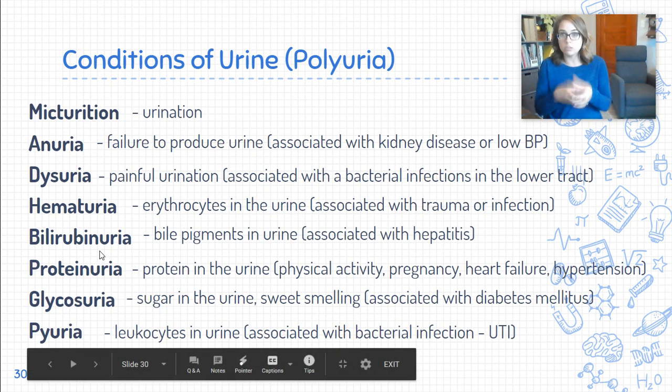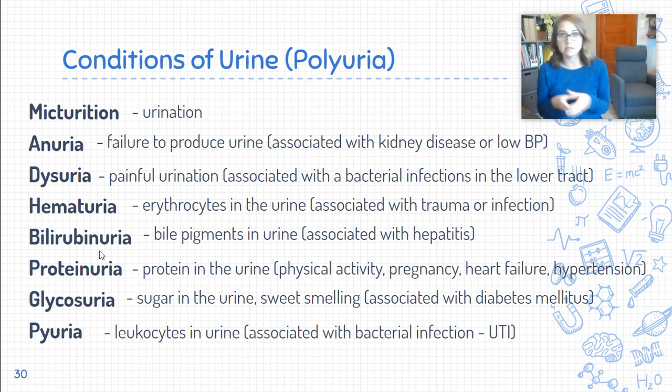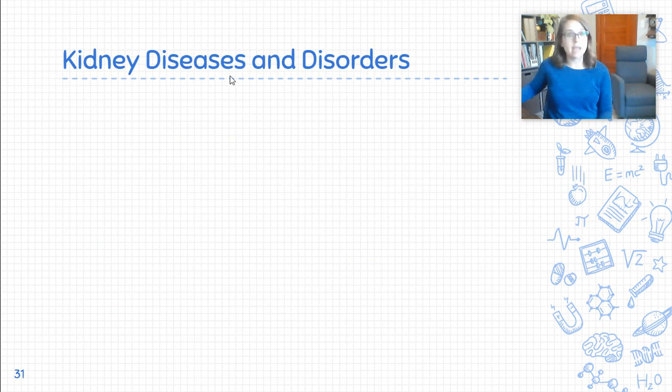What you would actually be looking at if we were doing urinalysis in the lab, we'd be looking at this and seeing, does it look a little pink? Is it milky? Does it smell sweet? These are all things that you can use to determine something's wrong with the urine. Now, as I said, some of these are associated with different diseases. So our next slide is going to go through some of these urinary system diseases and disorders.